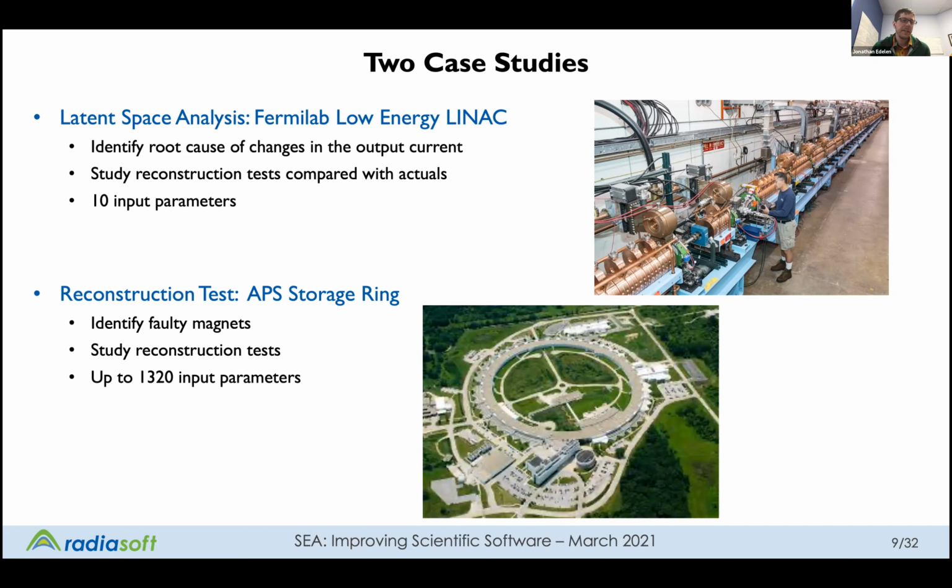in this particular context. And then for the other case, this is trying to understand if magnet power supplies will fail in the APS storage ring. The APS storage ring is a light source based outside of Chicago, and it's a much larger facility than the LINAC at Fermilab. It has 1,300 or so magnets, and the dimensionality of the space is much higher, so it's a little bit more complicated to analyze.